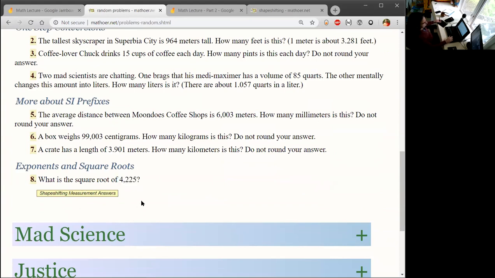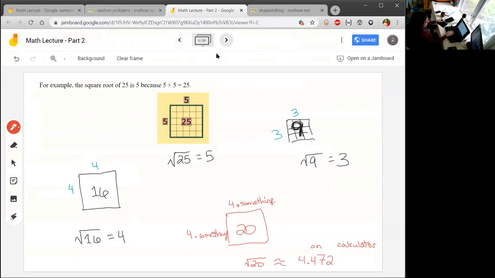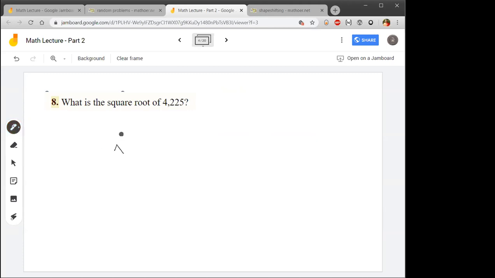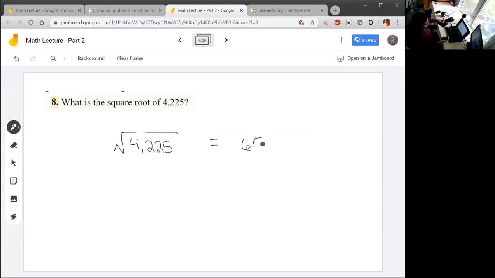So let's do this one I just brought up. So what's the square root of 4,225? Hopefully your calculator does this. If not, get a different calculator app. I believe my name was still Hale on the account. So I plug it in and I get 65, and I just do this on the calculator.